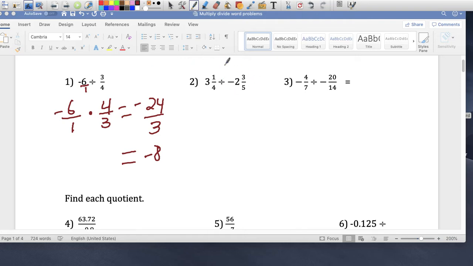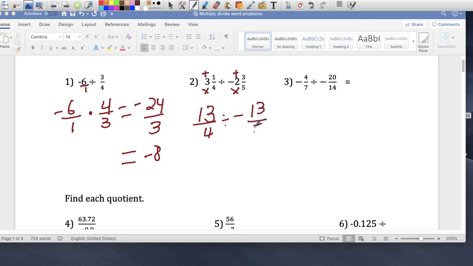It's a mixed number here. So I want you to change those two mixed numbers to improper fractions. So I'm going to put a times and a plus. We have 4 times 3, which is 12, plus 1 is 13 over 4. Divide. 5 times 2 is 10, plus 3 is 13 over 5.